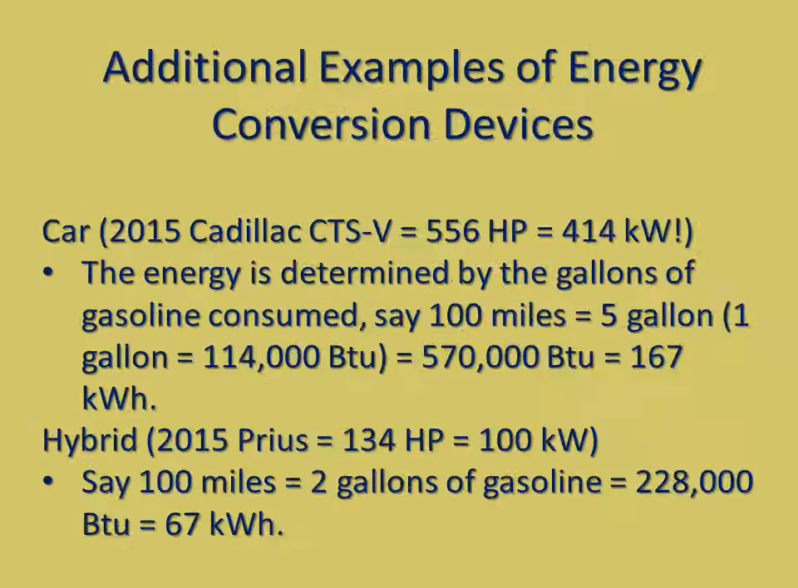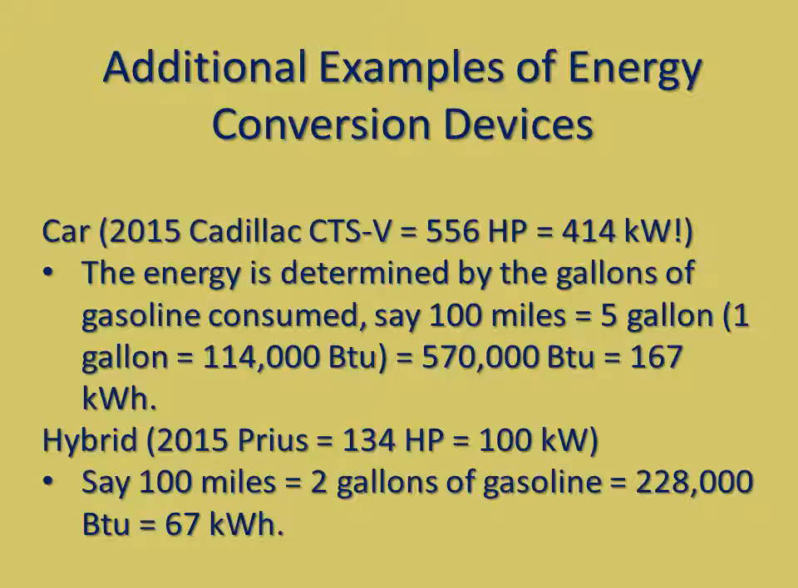Another good example is to think about a vehicle, a car. Here, a Cadillac CTS has a fairly large engine. It's 556 horsepower, and we convert that into kilowatts. That would be 414, just to give us a relative sense. So that's a large engine. So that's the power rating. At full throttle, this vehicle can deliver 556 horsepower of power directly to the wheels.